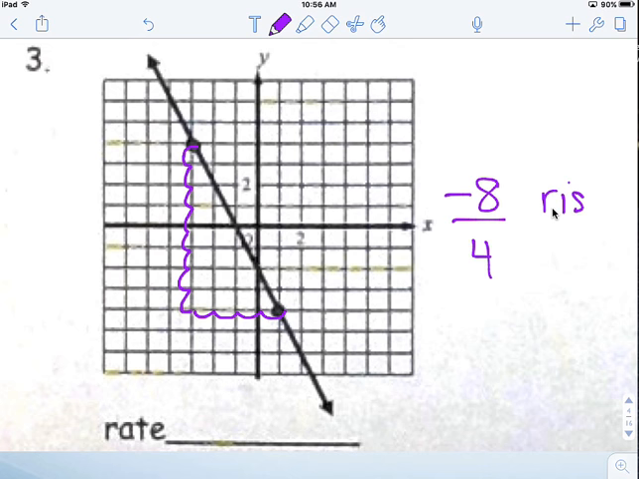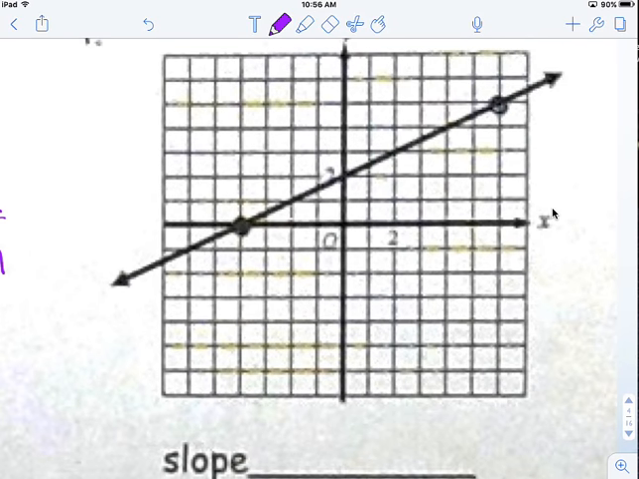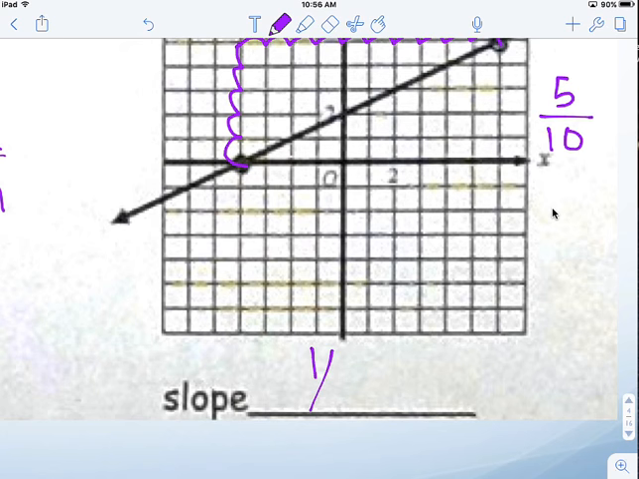So my rise is negative 8. My run is positive 4. Well, negative 8 over 4 reduces to negative 2. So my reduced slope here is negative 2. On the next one, we have a positive slope. It's going up to the right. I am going up 1, 2, 3, 4, 5. I am going to the right 1, 2, 3, 4, 5, 6, 7, 8, 9, 10. And 5 over 10 reduces to positive 1/2.